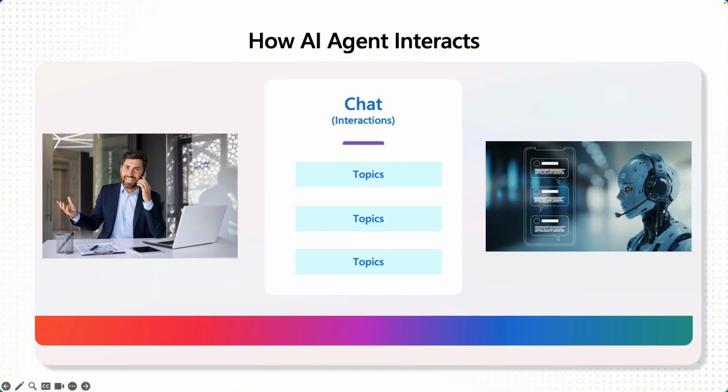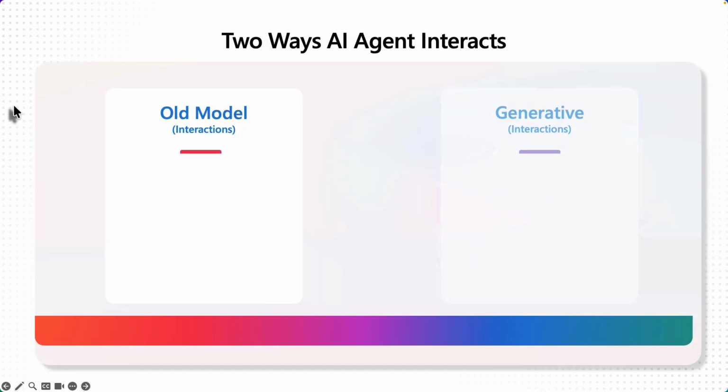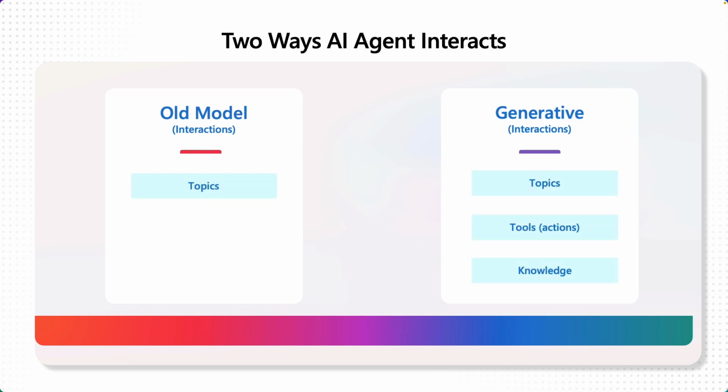Now, the first thing to understand is how your AI is orchestrated, and that is done in two main ways your AI agent interacts. That's going to be the old model interaction, which is just topics, and then generative orchestration, which is generative interaction, which is topics, tools, and knowledge, right? So the classic orchestration, the old model, is a rule-based model. It relies entirely on a list of specific trigger phrases. You define something like hello or hi to start a conversation.